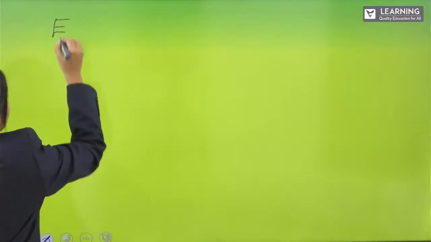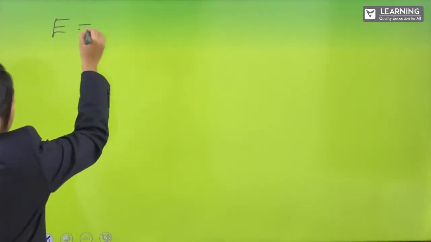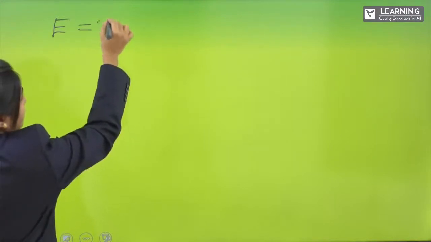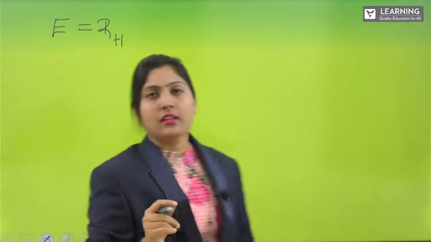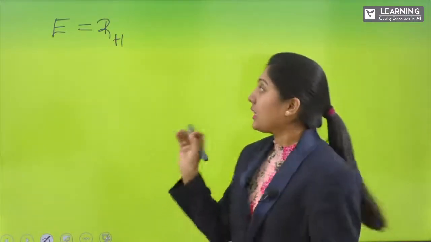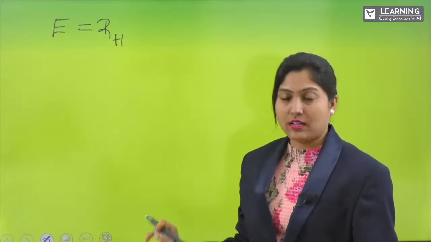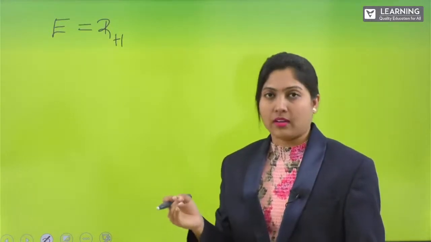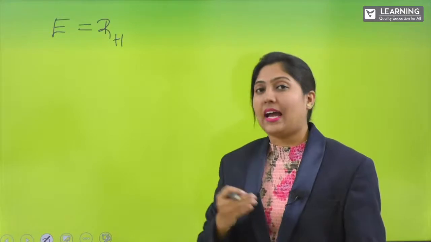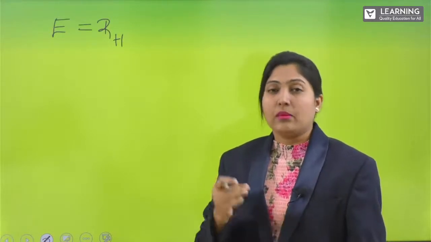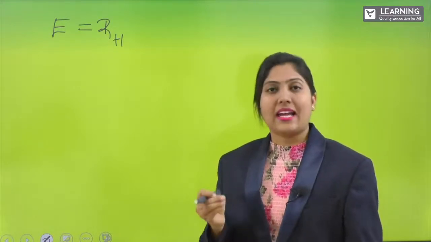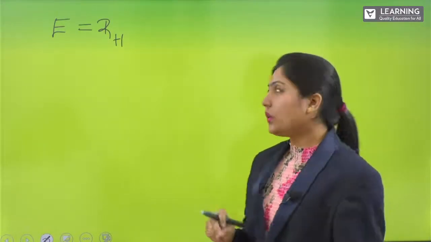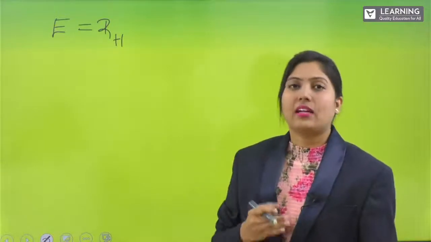So next we'll discuss how this E will be given. E is equal to RH, where RH is given by the Rydberg constant, that is given for hydrogen, into 1 by n square. For other hydrogen-like atoms, how do we derive it? Because hydrogen-like atoms will not have the same number of protons and electrons like hydrogen. So how do you calculate the energy levels for hydrogen-like atoms?